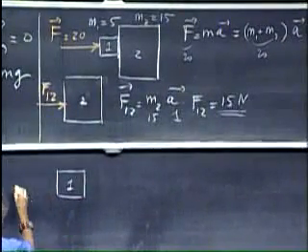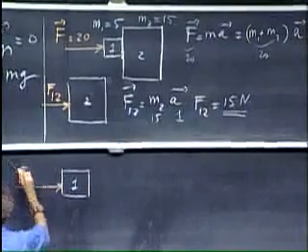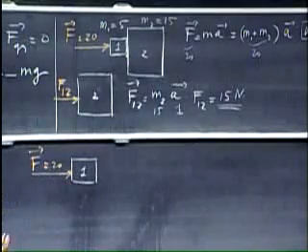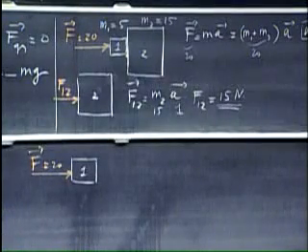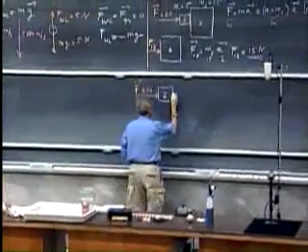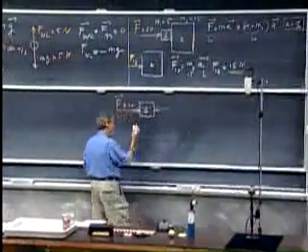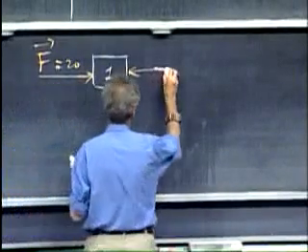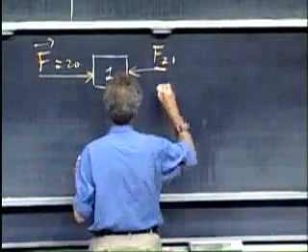Number 1 experiences this force, F, which was the 20, and it must experience a contact force from number 2. Somehow number 2 must be pushing on number 1, if 1 is pushing on number 2. And I call that force F21.